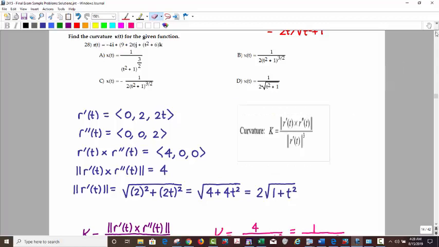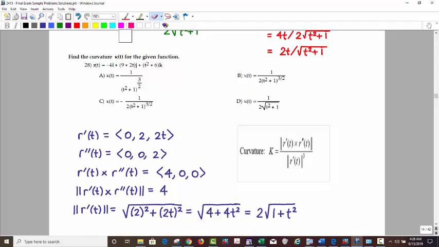So obviously we need r prime and r double prime. So let's get those. r prime: negative 4 will be 0, 9 plus 2t the derivative will be 2, t squared plus 6, 2t will be the derivative. So the next derivative will be 0, 0, 2. Lots of zeros. That'll make the process faster. I'm not going to go through the cross product steps here, but really, you're going to end up with 2 times 2 right here is 4. Everything else is going to have a 0 involved. So it's 4, 0, 0. The magnitude of that cross product will be 4.